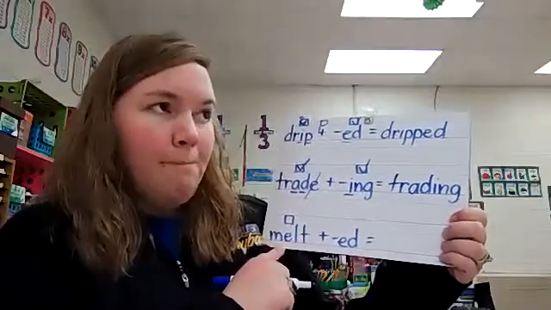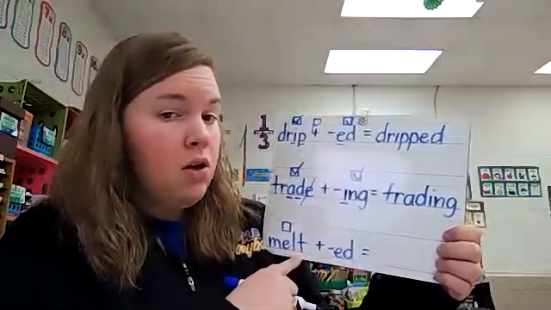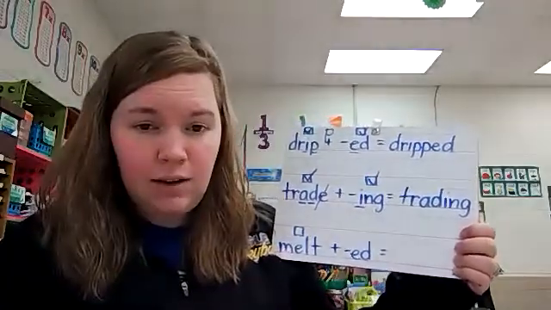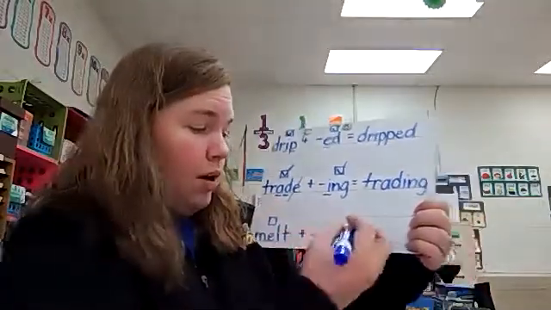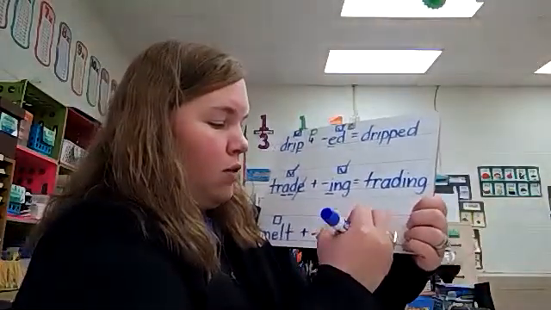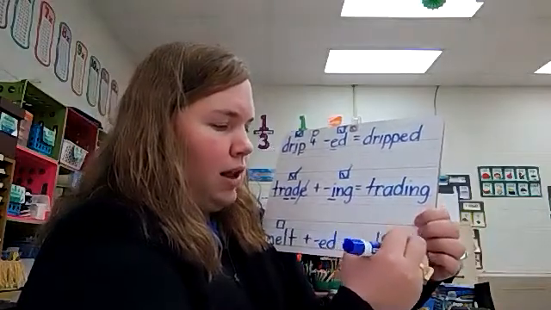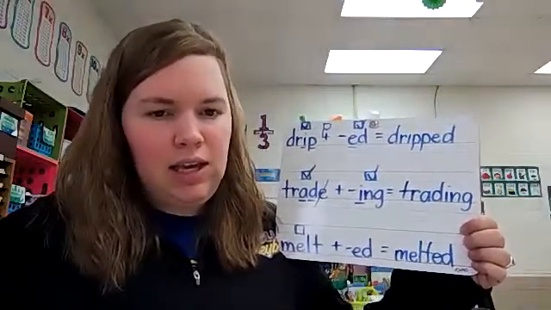Okay, so let's look at the next example. We have the word melt. Is there a silent E at the end? No. Do we have vowel consonant at the end? No, no check mark here. So that means we are just going to add the suffix, no changes. Melted is M-E-L-T-E-D.